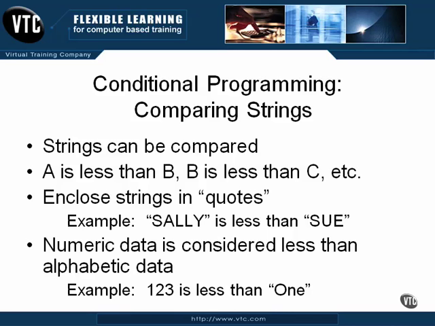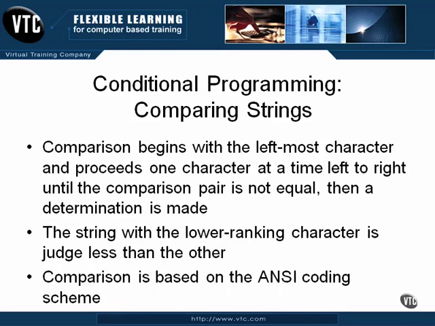The example "123" is considered less than the word "one", O-N-E. When comparisons take place, it happens left to right, starting with the leftmost character and proceeding one character at a time until the comparison pair is no longer equal. Then a determination is made. Once again, that determination is based on the American National Standards Institute, or ANSI, coding scheme. The string with the lowest ranking character is judged less than the other.